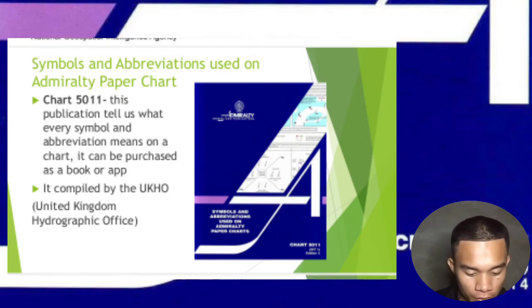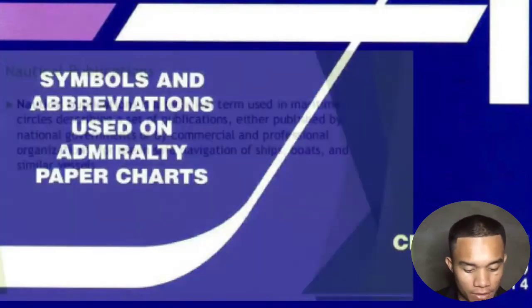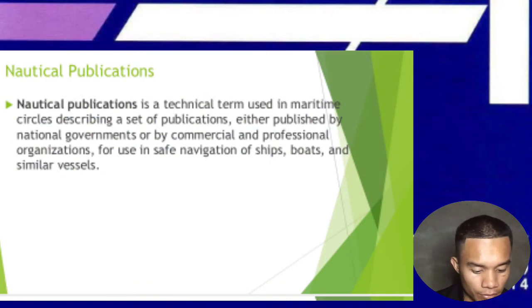First is chart 5011. This publication tells us what every symbol and abbreviation means on a chart. It can be purchased as a book or app. It is compiled by the UKHO, United Kingdom Hydrographic Office. Next is nautical publication. Nautical publication is a technical term used in maritime circles describing a set of publications and professional abbreviations for use in navigation of sailboats and similar vessels.